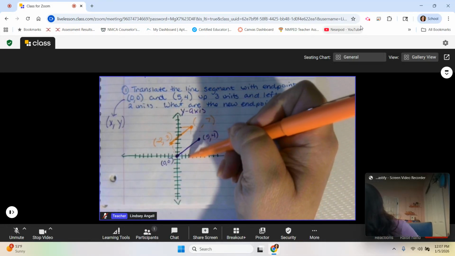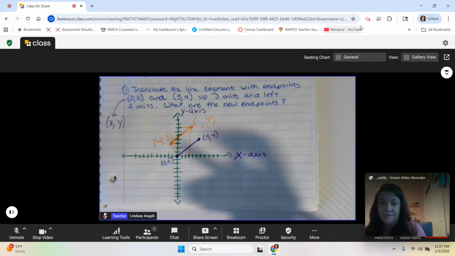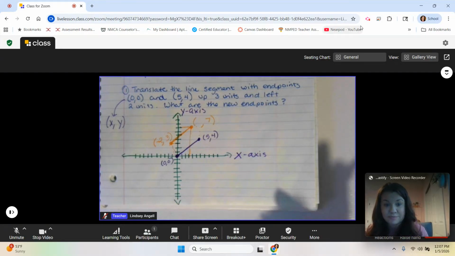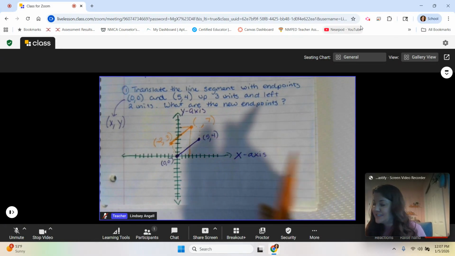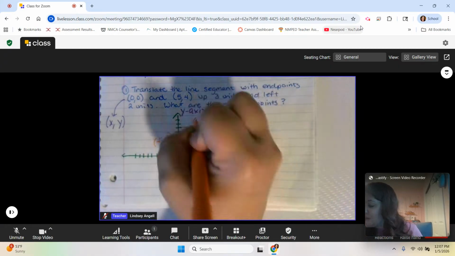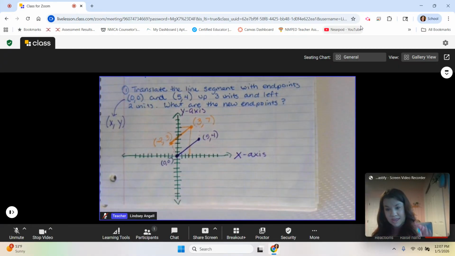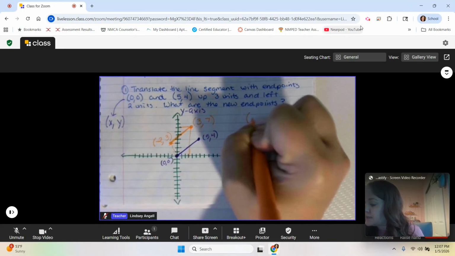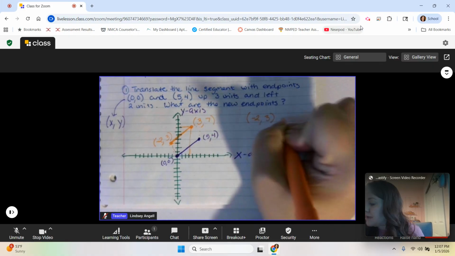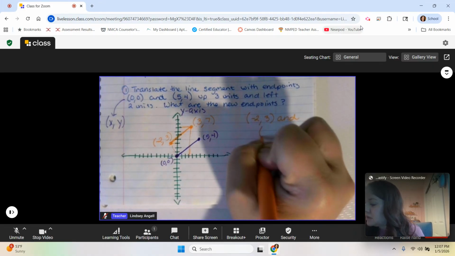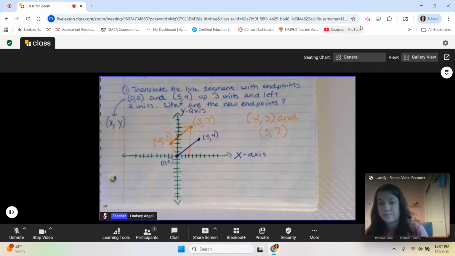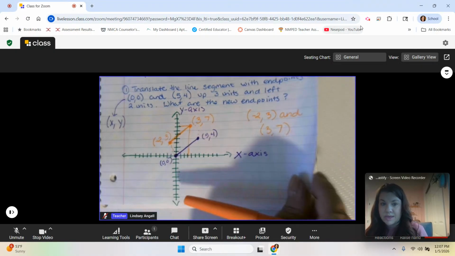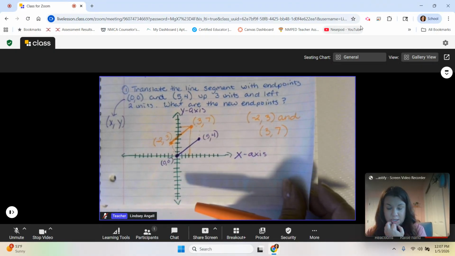It should be lined up with the 3, okay, if I had drawn this perfectly. Which also takes away 2 from our x value. So that holds true with adding 3 to the y, subtracting 2 from the x. Okay, so these two values would be your final answer. We have (-2, 3) and (3, 7). Okay, so that's an example of a translation.